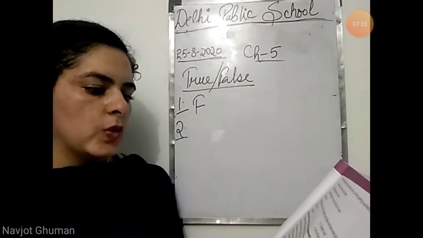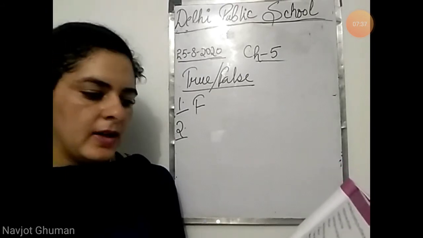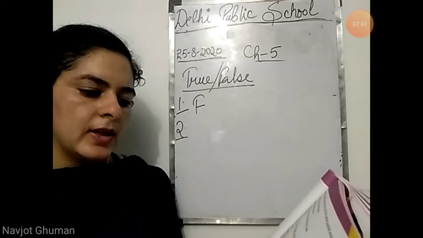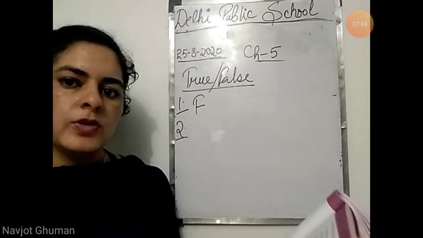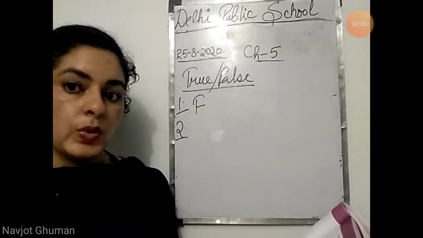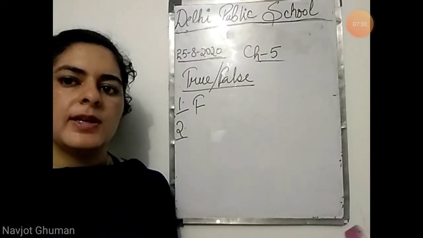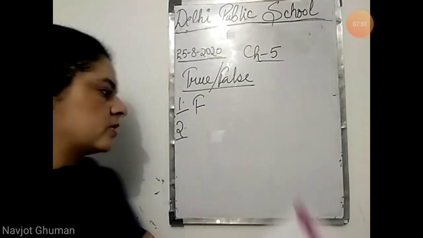Plants give us food and take in oxygen. First part is correct, we know that plants give us food. Do plants take in oxygen? No. Plants take in carbon dioxide. They give out oxygen. Oxygen we take in, plants do not. So that is also false.